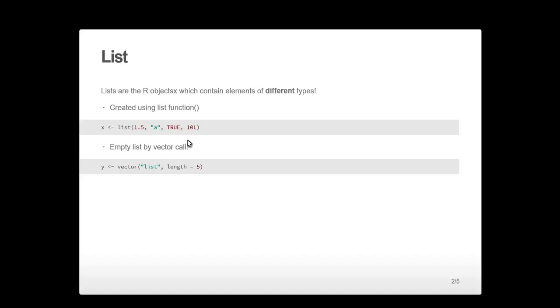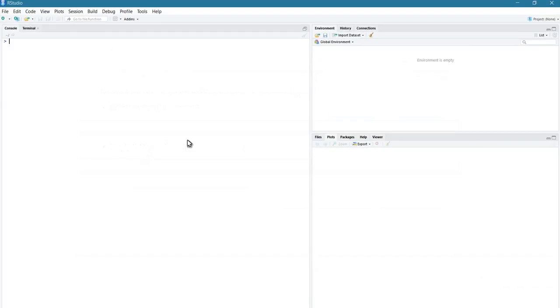So let's jump to R, and now let's create our first list. To create a list you have to use the function list, and then you can pass on the values. I pass some text, as well as I can pass another vector inside this.